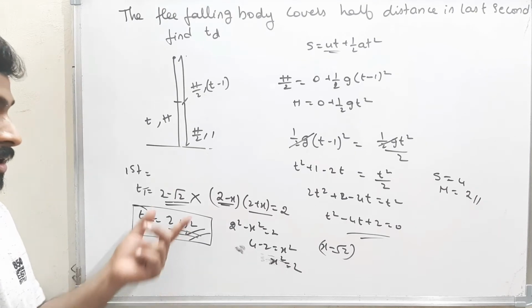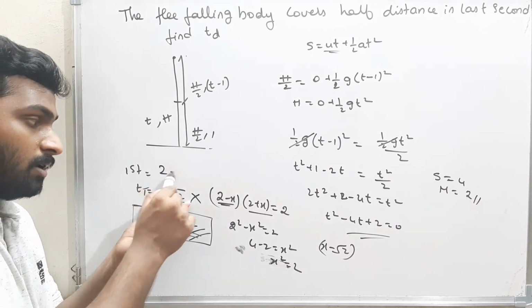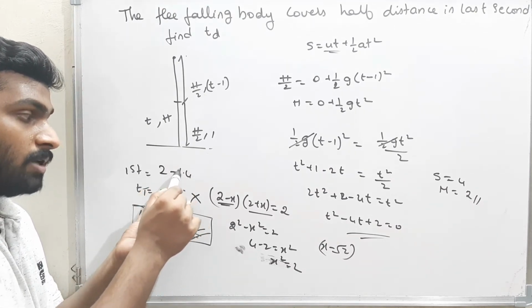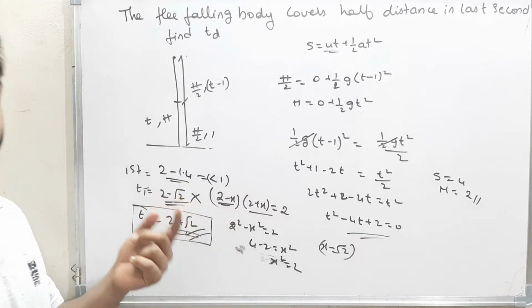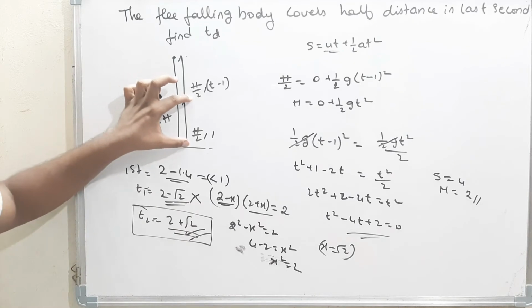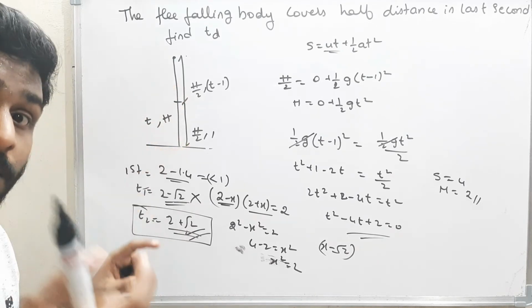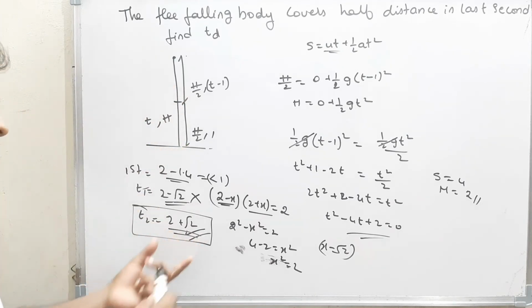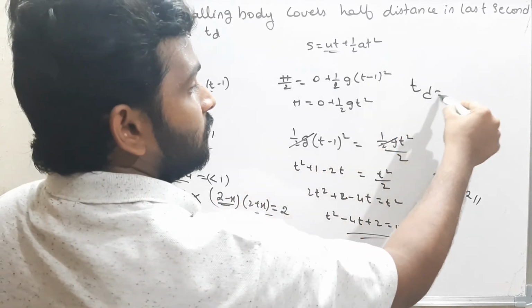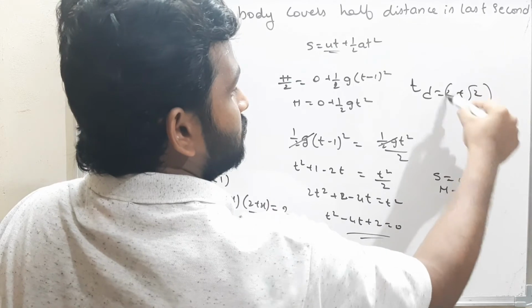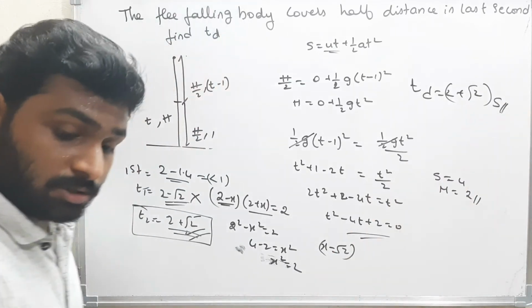That's all. Because if I find 2 minus root 2, the root 2 value is 1.4, so 2 minus 1.4 is less than 1, which is not possible. In the last second they already gave that the minimum time is 1 second. Therefore this is the answer: the time of descent is 2 plus root 2 seconds. Okay, now we'll see the next question.